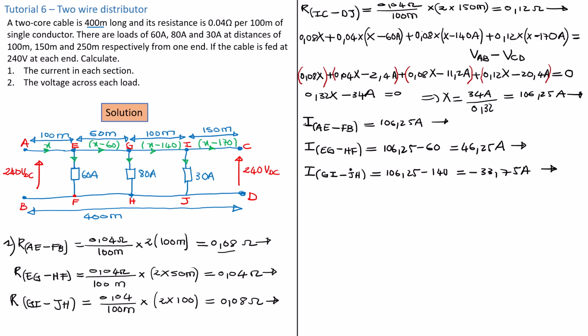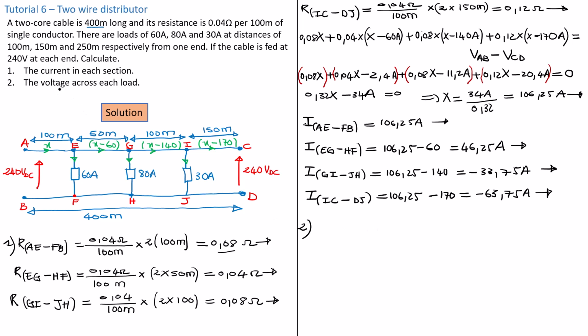Equal currents. Right, now we're going to now have the current on the last section, and that is IC to DJ, and that is going to be X minus 170. So that's 106.25 minus 170, and that gives us a current of minus 63.75 amps. So these are the current on each one of these sections. Now we move on to the second question, so this is question 2.